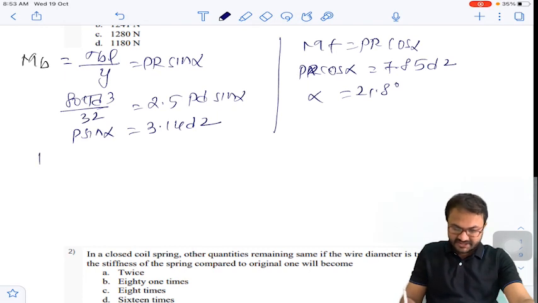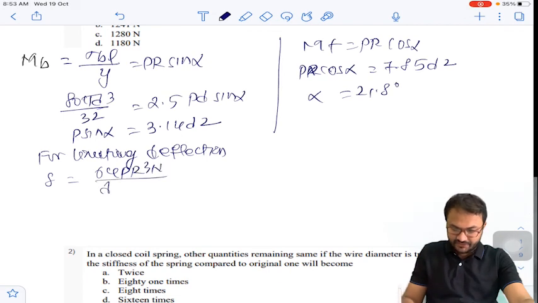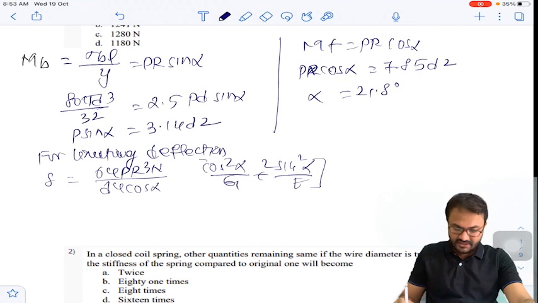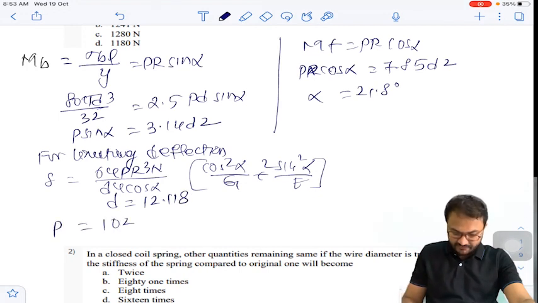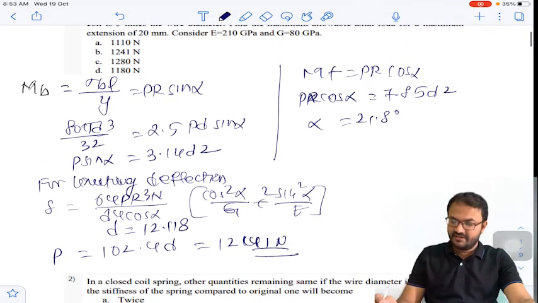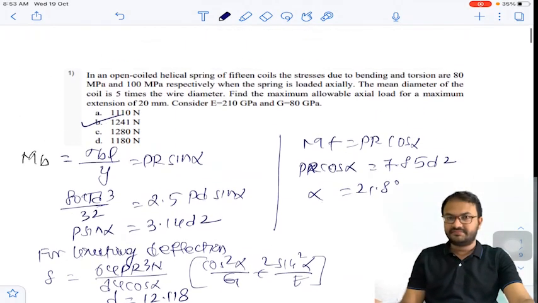Okay, for limiting deflection, delta is equal to 64 PR cube N divided by D power 4 into cos alpha into cos square alpha divided by G plus 2 sin square alpha divided by E. So by substituting all the values, you will get diameter D is equal to 12.118 and load P is equal to 102.4 D. So whenever you substitute the D value here, it will be 1241 Newton. Okay, so the answer you will get, it is option B for question number 1.